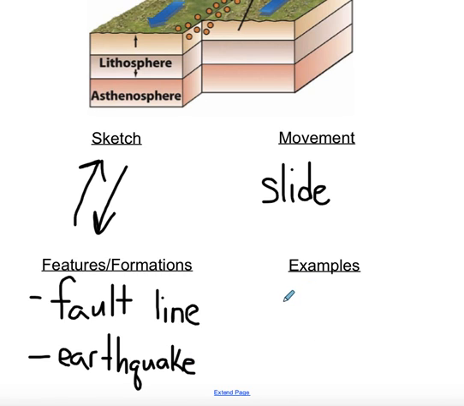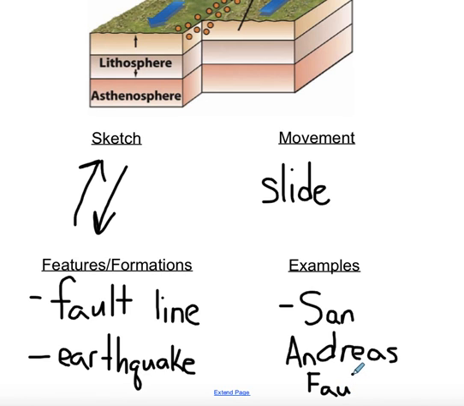An example of that is the really famous one in California. They made a movie about it, the San Andreas Fault. Some of you may have seen that movie, some of you maybe not. The San Andreas Fault is a transform boundary that runs right along California, and that's the major reason that California has so many earthquakes, because of that transform boundary, that fault line that's right there.